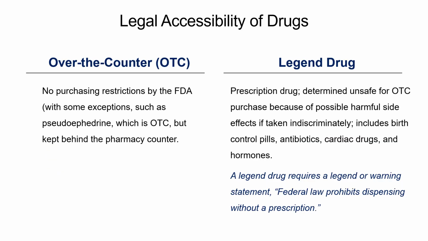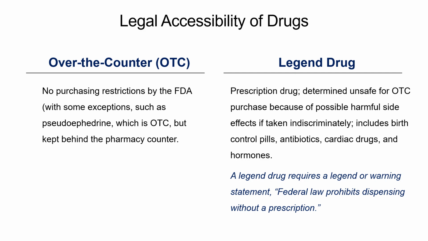So over the counter, there's no purchasing restrictions by the FDA, with some exceptions such as pseudoephedrine, which is over the counter but is kept behind the pharmacy counter. And then there's legend drugs, which are prescription drugs. They're determined unsafe for over-the-counter purchase because of possible harmful side effects if taken indiscriminately, including birth control pills, antibiotics, cardiac drugs, and hormones.